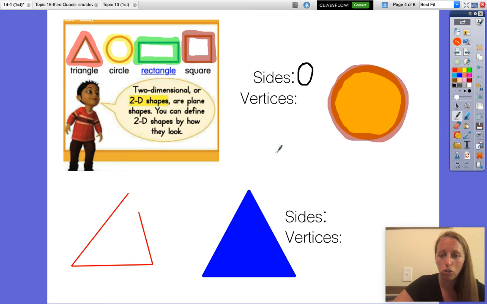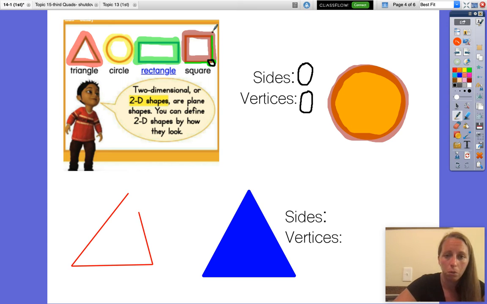Vertices means 2 sides that come together. If a circle has 0 sides, then it has to have 0 vertices because it's where 2 sides come together and meet. For example, if we look at this square over here, we have one side and another side that come together, and where they meet is called the vertice. So the vertice is where 2 sides come together.